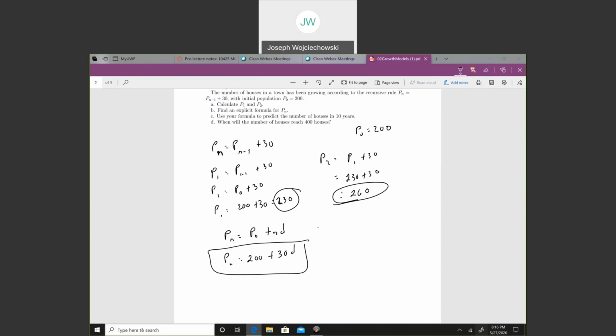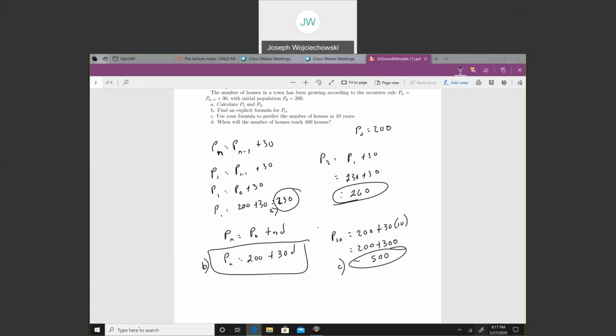Use your formula to predict the number of houses in 10 years. So we want p sub 10, where n is equal to 10. 200 plus 30 times 10, 200 plus 300, 500. And that is C.